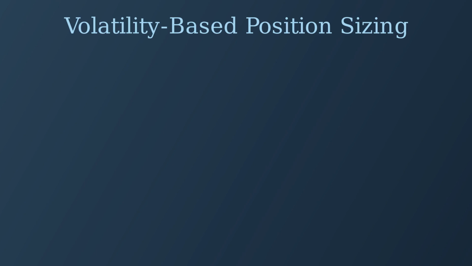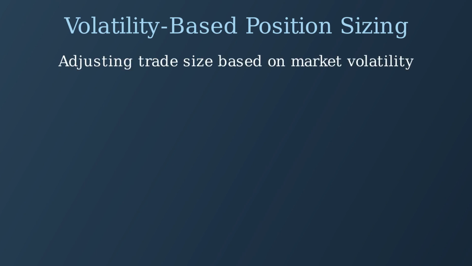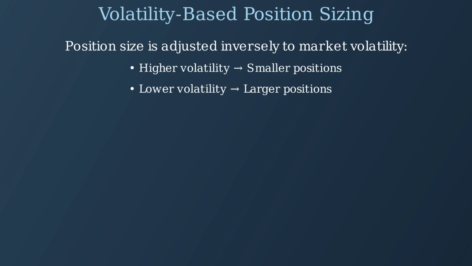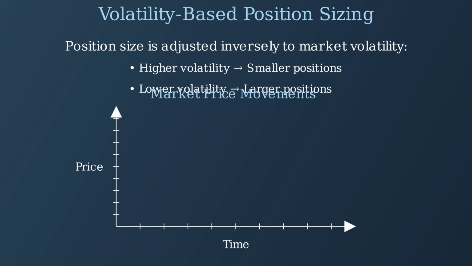Volatility-based position sizing is a powerful risk management technique that adjusts trade size based on current market conditions. The core principle is to adjust your position size inversely to market volatility. This means taking smaller positions when markets are highly volatile and larger positions when markets are calmer.